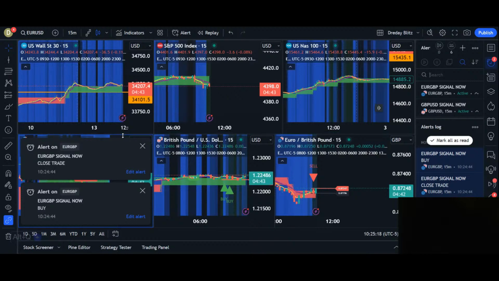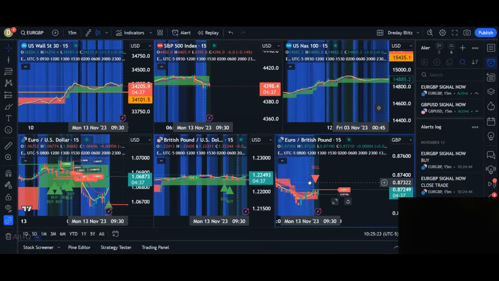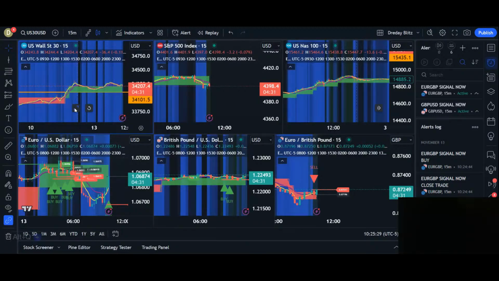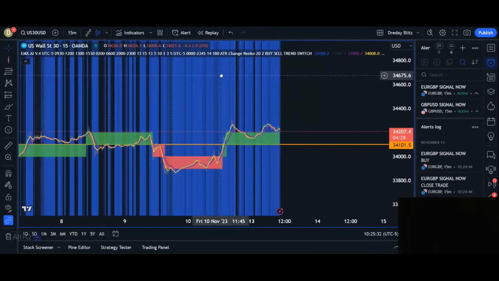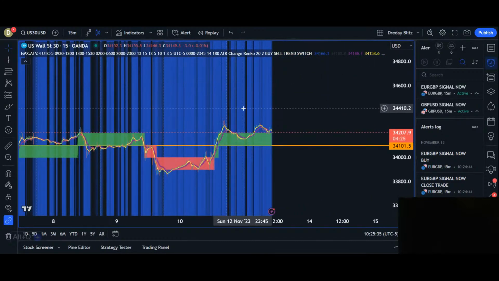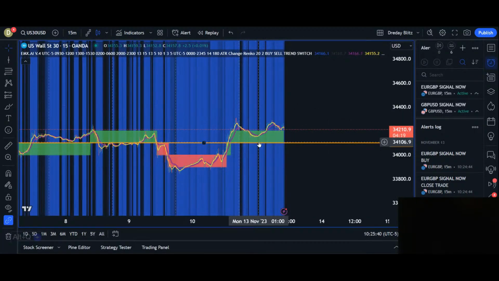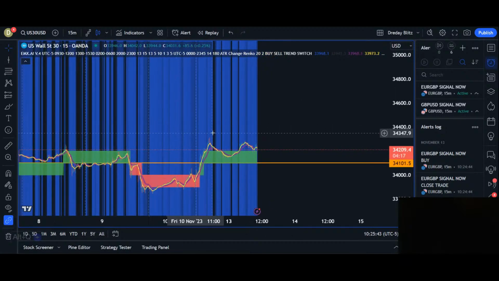So, okay, so we're buying Euro GBP. So let's look at US 30. Yeah, if you're buying US 30, basically the Renko is this one, right? So you put it here. You put it at this price for US 30. This is the range of your stop loss. Okay.